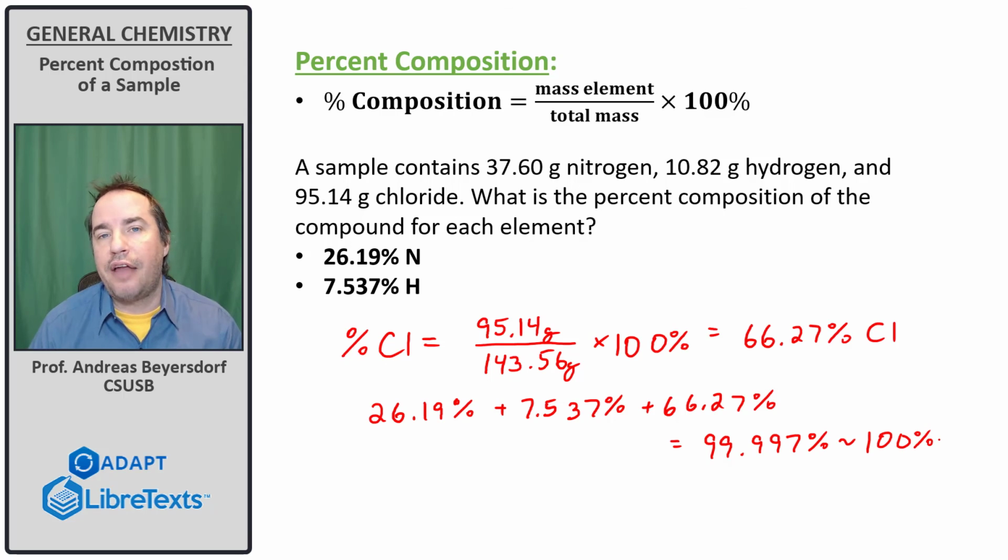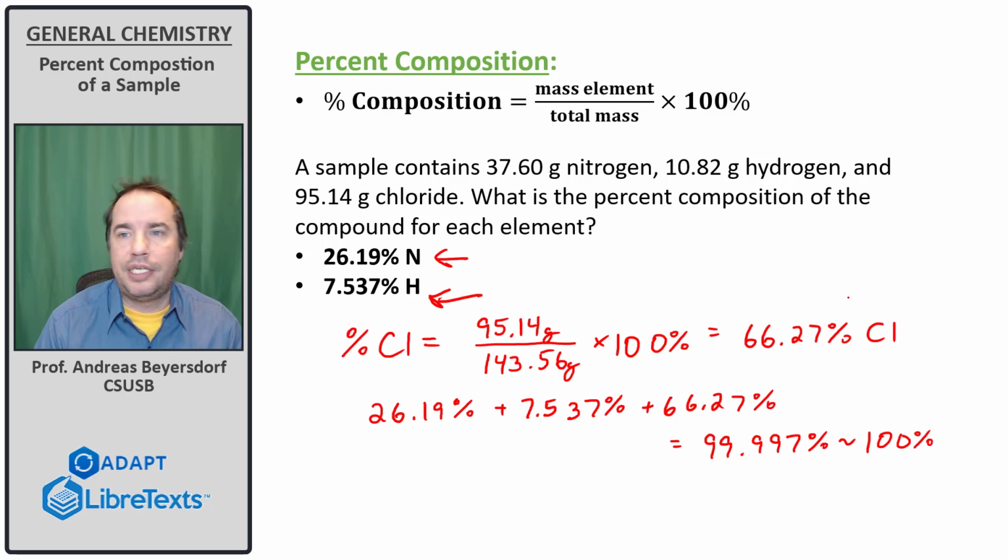And that's what we should get for percent compositions. We should get something really close to 100%. Why? Because these are the 3 elements that make up that compound. All right, so that's how we do percent composition. The goal is to figure out the percentage of each one of the constituent elements.